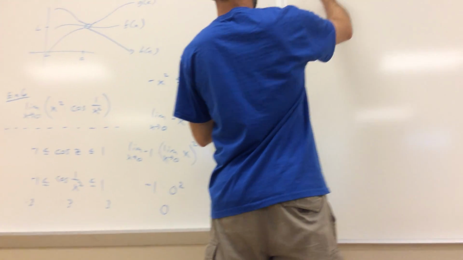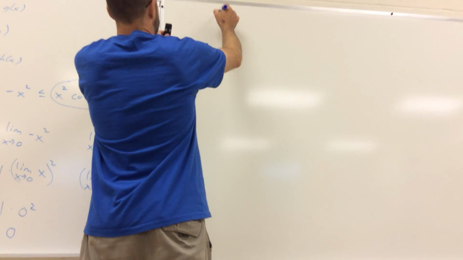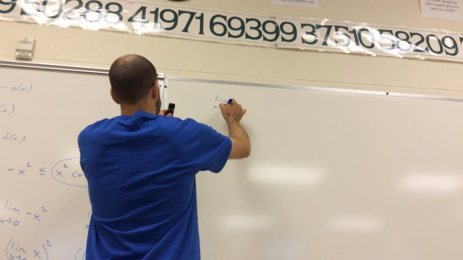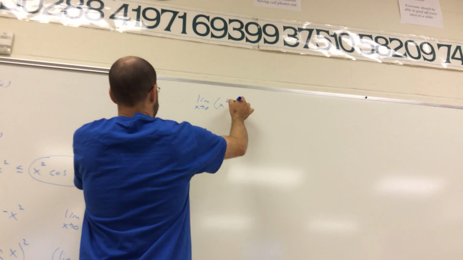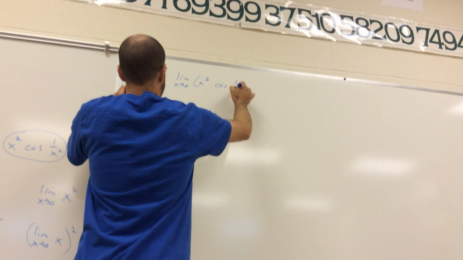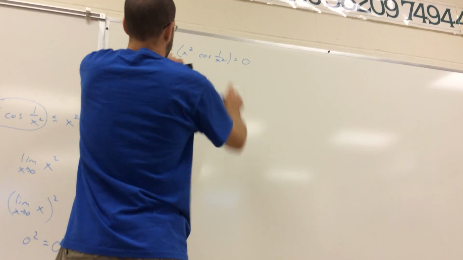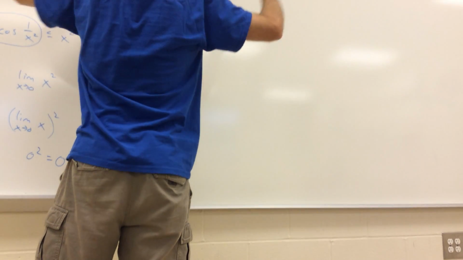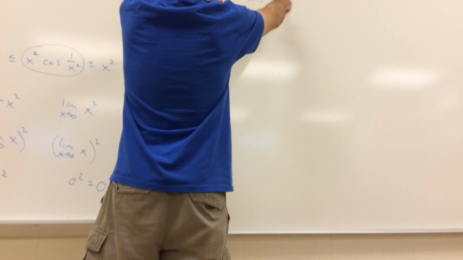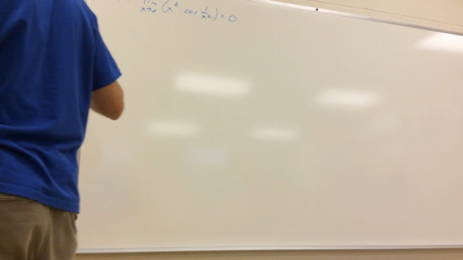So therefore, 3 dots mean therefore. Therefore, the limit as x goes to 0 of x squared times cosine of 1 over x squared is also 0. So I never calculated this limit. I just calculated 2 other limits, and I knew that this limit was 0 from the Sandwich Theorem.